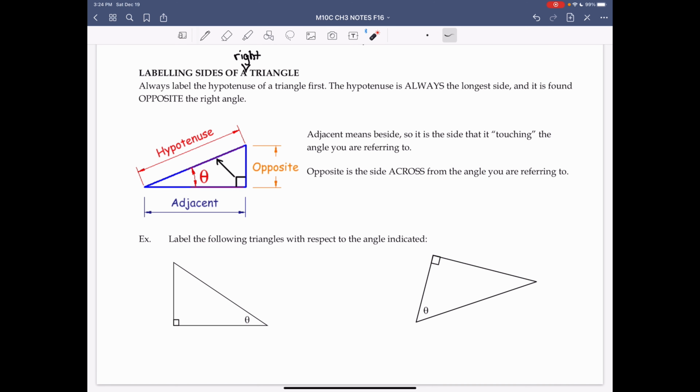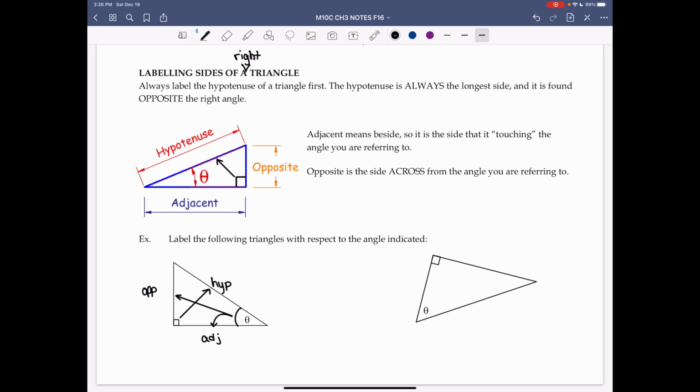Label the following triangles with respect to the angle indicated. My angle is in the bottom right. I'm starting with the hypotenuse. So from the right angle, go across. The side that is across from the right angle is the hypotenuse. Then from my angle of interest, go across to the side opposite it. That is the opposite side because it's opposite the angle. And then the other side, it is touching the angle but not the hypotenuse. That is our adjacent side.